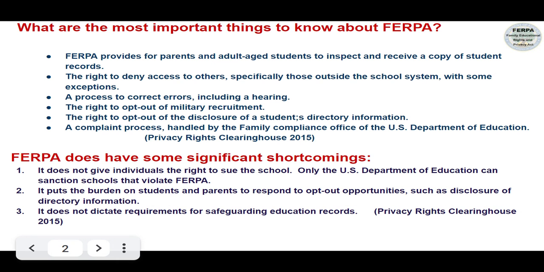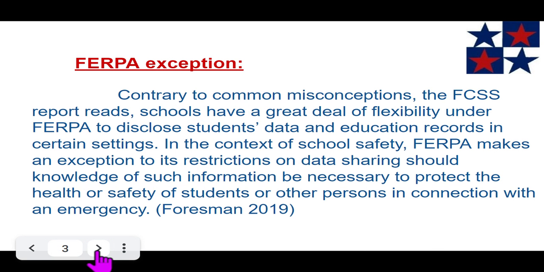FERPA does have some significant shortcomings. It does not give students the individual right to sue the school. Only the U.S. Department of Education can sanction schools that violate FERPA. It puts the burden on students and parents to respond to opt out of opportunities such as disclosure of directory information. It does not dictate requirements for safeguarding education records.